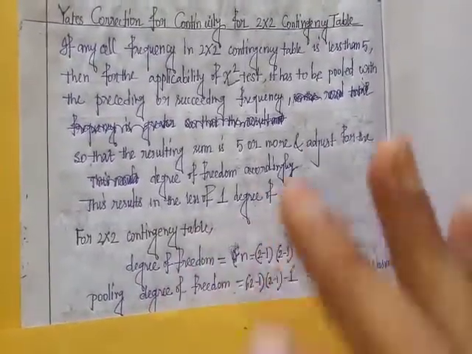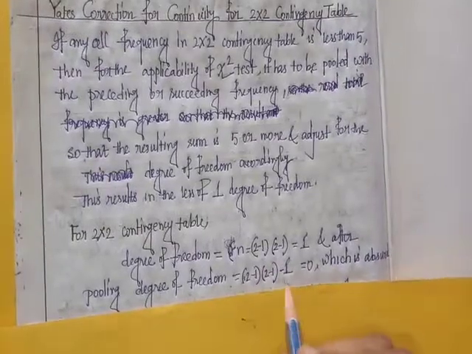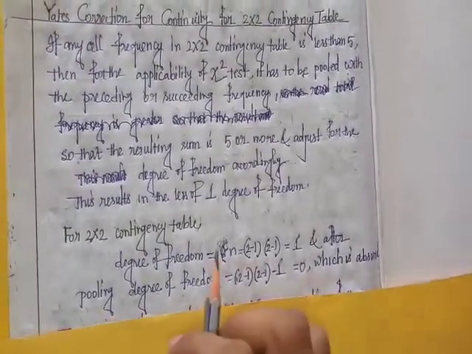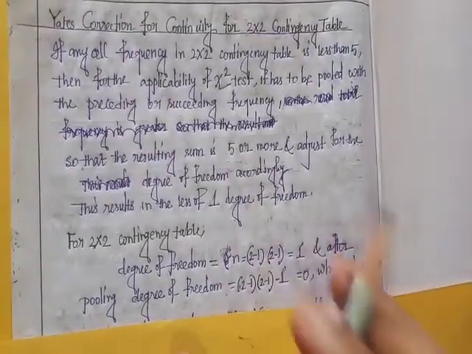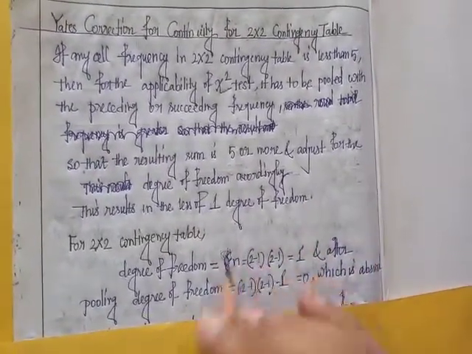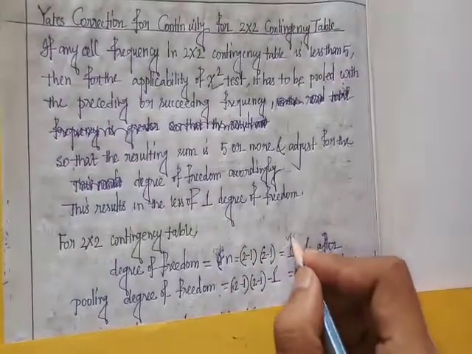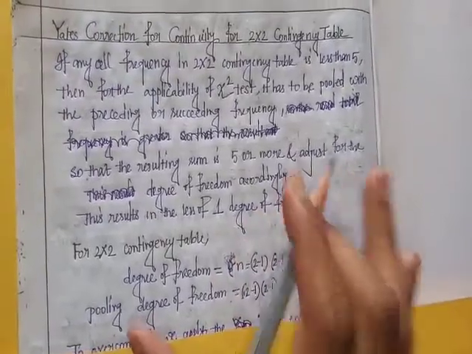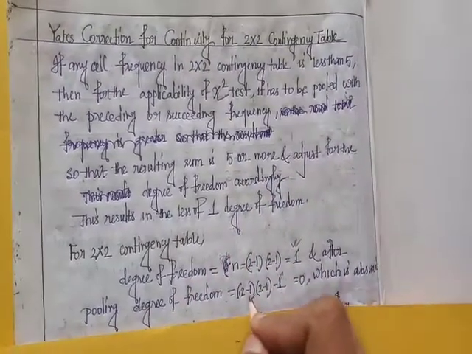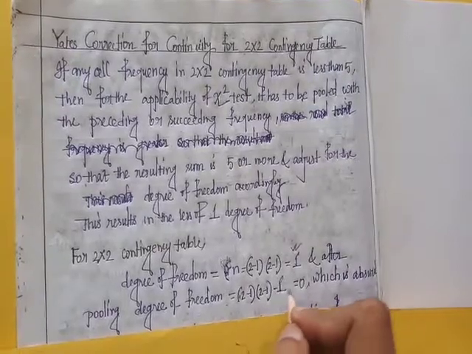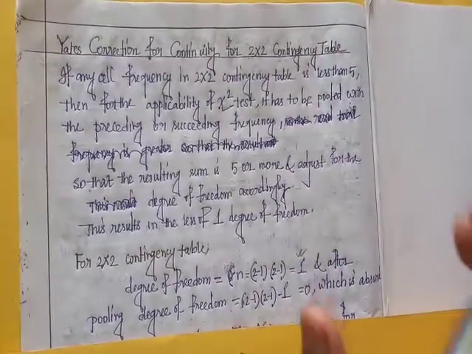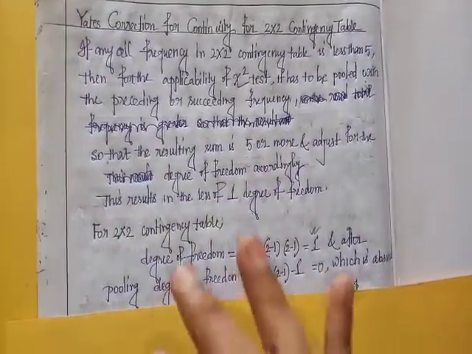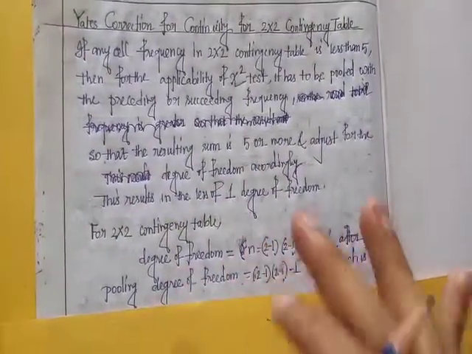after applying the pooling method, the degrees of freedom becomes r minus 1 into c minus 1 minus 1, that is 0. For a 2 cross 2 contingency table, degrees of freedom is 2 minus 1 into 2 minus 1, equal to 1. But after applying the pooling method, degrees of freedom becomes 0, which is absurd, that is illogical. So to overcome it, we apply Yates correction.